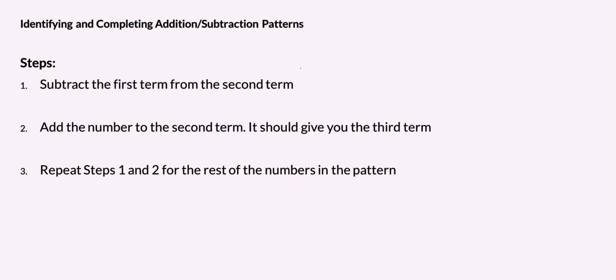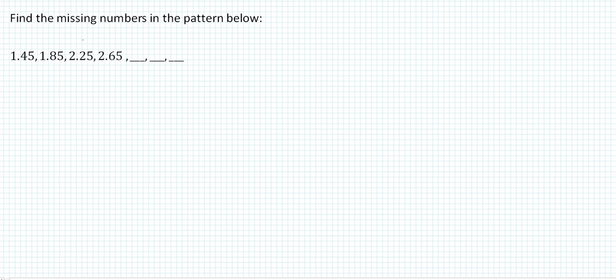Now, here are the steps that we need to follow. We want to first subtract the first term from the second term, and then we'll add that number to the second term to give us the third term, and then we use that consequently for every other number in the pattern. Let's look at how we apply this in some examples. So we're looking for the missing numbers in the pattern below. The first thing we're going to do is to subtract the first term from the second term.